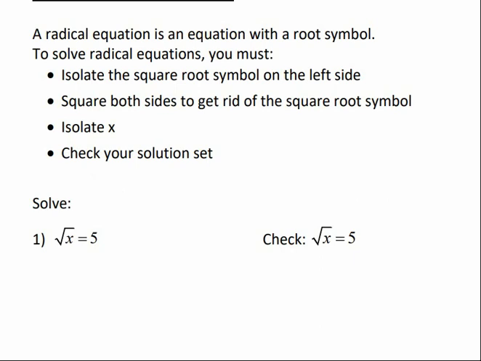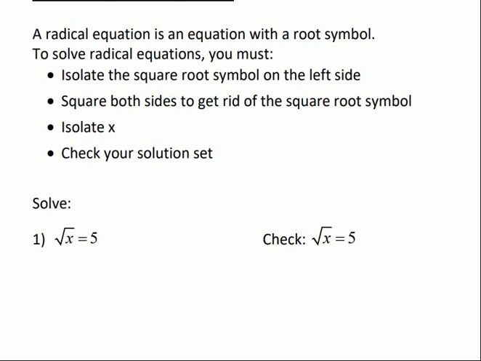The first step is to isolate the square root symbol on the left side of the equation. Then, to undo that square root symbol, we're going to do the inverse operation, which is to square both sides of the equation, and that gets rid of the square root symbol because squaring and square rooting are inverse operations and they undo each other. Then, once we get rid of that square root symbol, we want to isolate the variable and then check our solutions to make sure that our answer is correct.